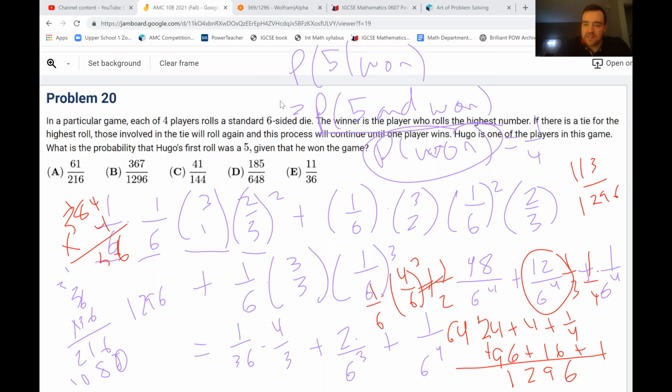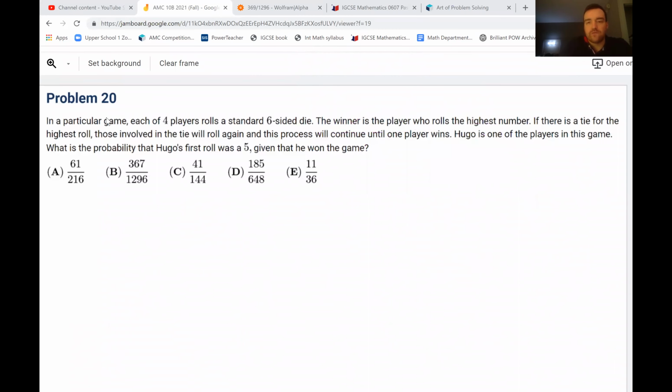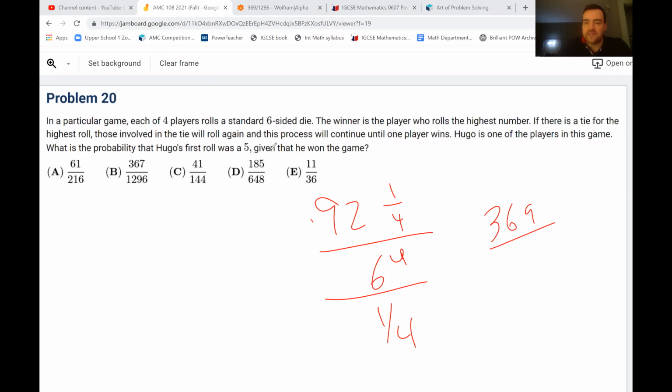So then if I add these together, I get, so here I'll just kind of clear everything. So what I end up getting is 92 1/4 over 6 to the power 4. But then this has to get multiplied by 4, because remember, we're dividing by 1/4, right? Dividing by 1/4. So it's going to be 369 over 1296, which reduces to 41 over 144.